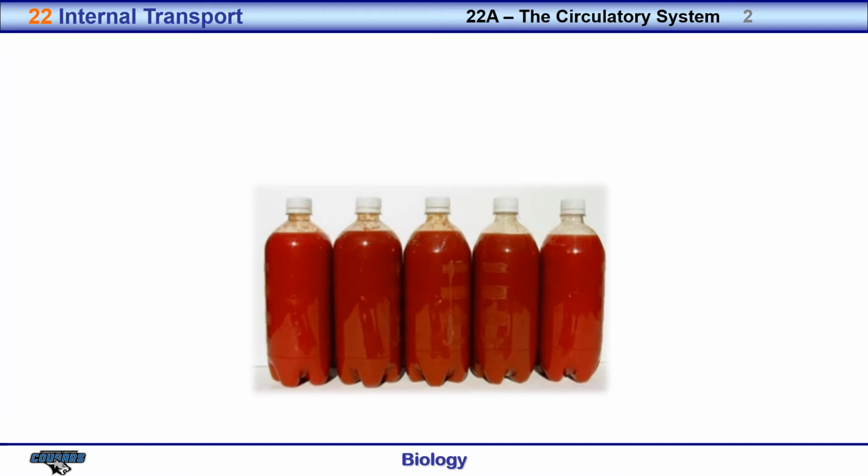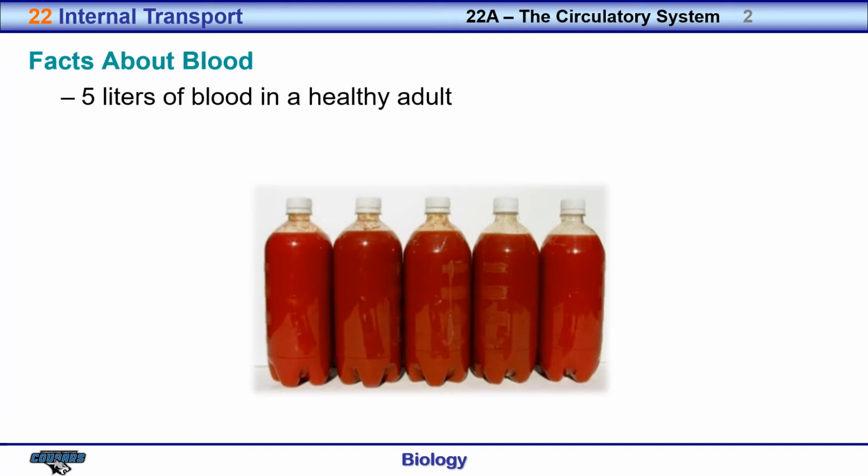The circulatory system carries blood and transports it throughout the body. As an adult, we have about 5 liters of blood that gets circulated around, and it circulates completely through our body once a minute. So our heart is busy moving it around our body.